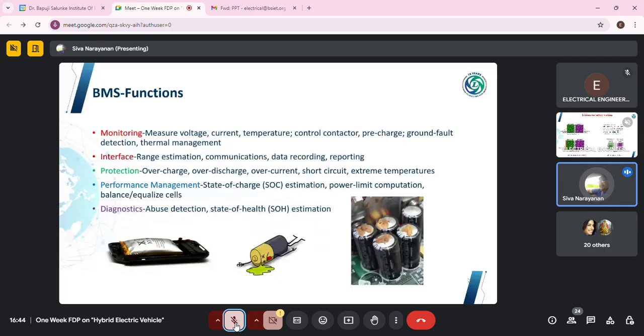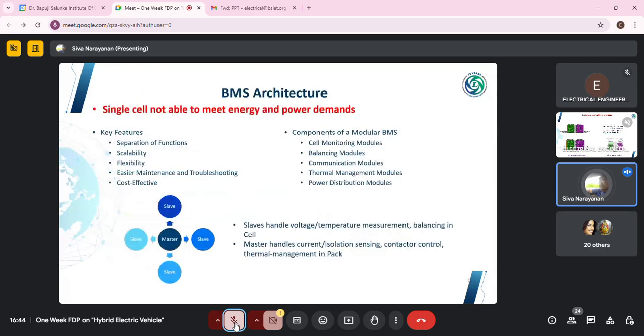And the last one is diagnostics. So this is very important. In the BMS, when this detection fails, your battery pack fails. When your battery pack fails, automatically your vehicle fails. So these are the 5 important things that our BMS must do.